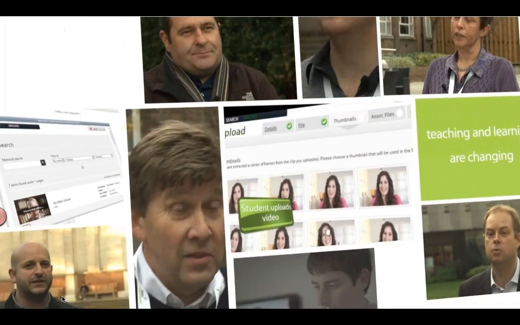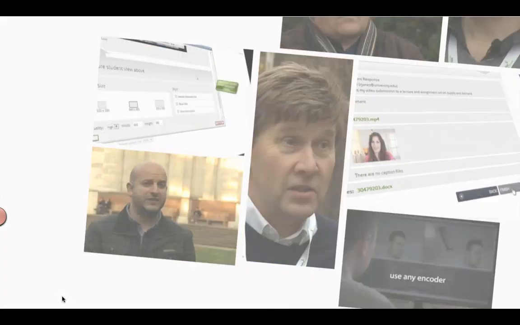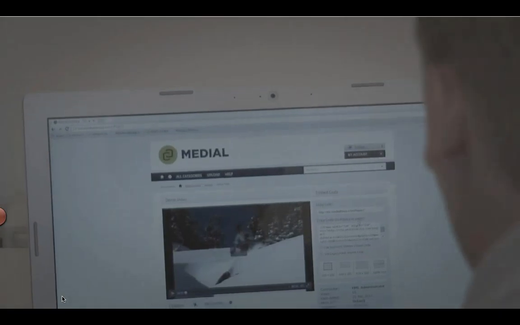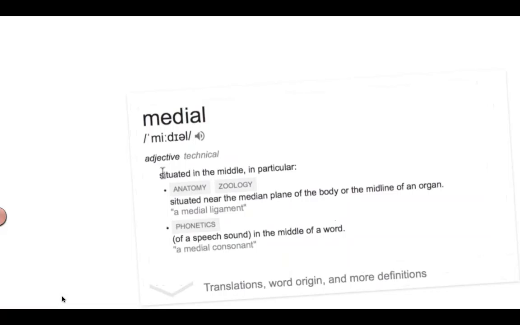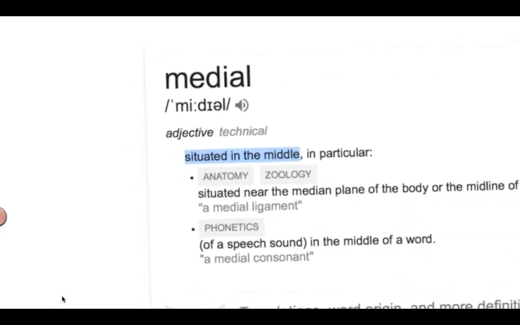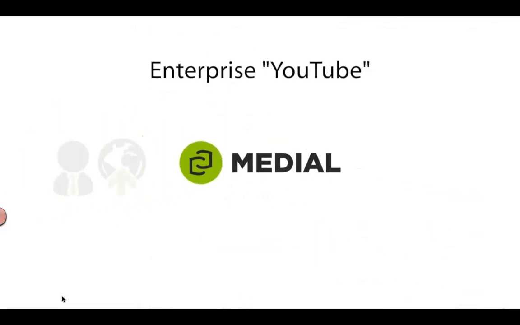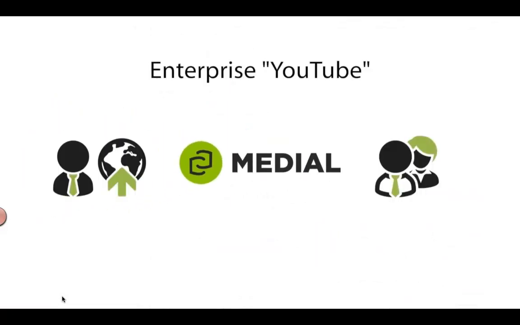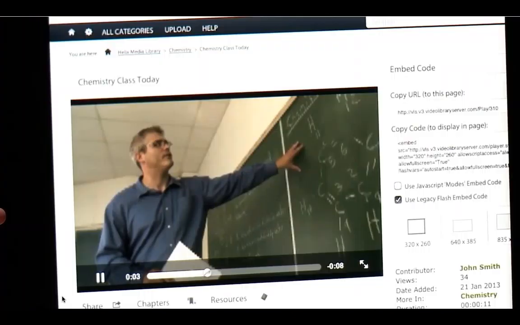Media is being produced in ever larger quantities by educators and in the enterprise. Medial is a media management system that provides an all-in-one solution to help organizations handle this increasing throughput and demand. The definition of Medial describes something that is situated in the middle, and our name defines perfectly what we do. Medial can act as your enterprise YouTube and sit in between those that want to publish content and those that want to view it.